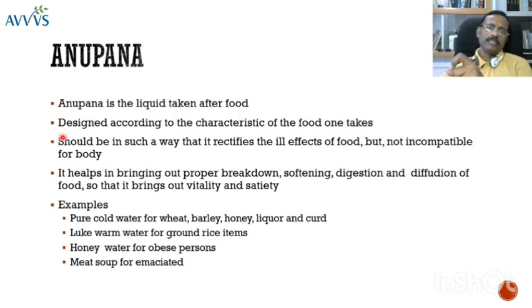This liquid is designed according to the characteristic of food one takes. It should be in such a way that it rectifies the ill effects of food but is not incompatible for the body. It should be compatible with the body, but it should have some opposite characteristics of the major food, so the negative effects of that food will be rectified. In such a way we have to design Anupanam. It helps in bringing out proper breakdown, softening, digestion and diffusion of food so that it brings out vitality and satiety.